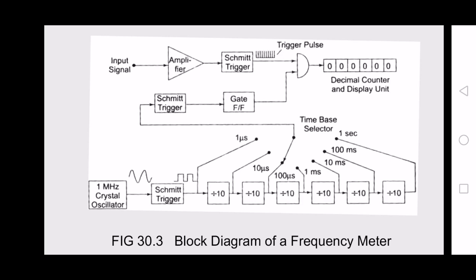Now to the other input of the AND gate, we are generating an enabling input. That is the gating flip flop.